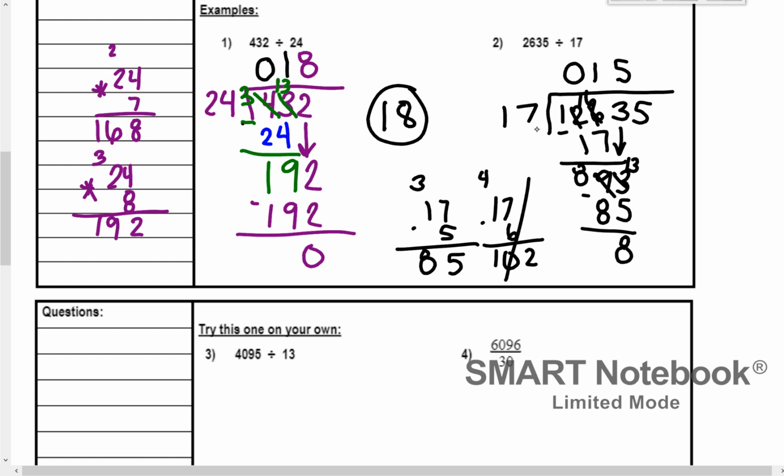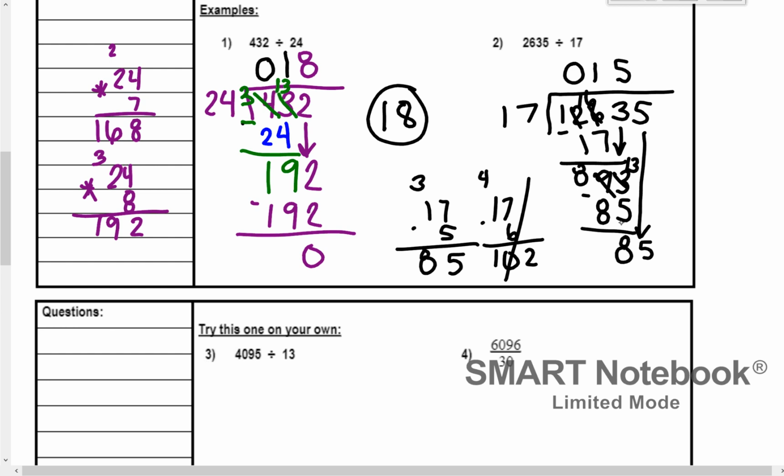Just checking, is 8 smaller than 17? Yep, so I'm good to go. And I bring down that next number. Notice how I'm drawing these arrows so that I know which numbers I've already brought down and which numbers I haven't. If I don't draw those arrows, I might forget if I brought down this 3 yet, or if I brought down that 5 already. So that's why I do the arrows, because it makes it super simple to know that.